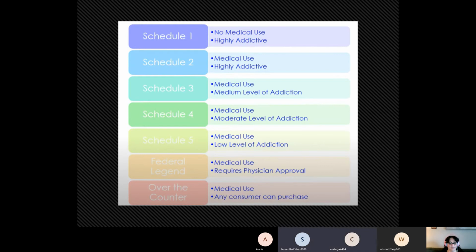This is something that I'm going to want y'all to memorize. We're going to do little temporary tattoos and tattoo this to us, okay? So we're going to learn this and memorize it. These are our schedules. Why this is so important is because we have an agency. They are their own agency, and they are called the Drug Enforcement Agency, or abbreviated DEA.